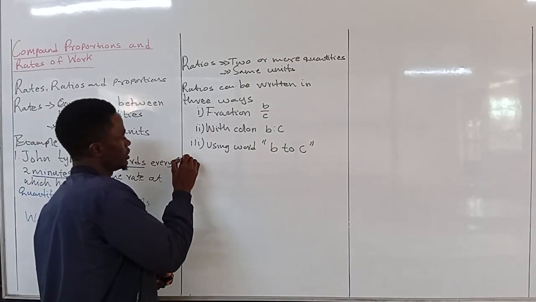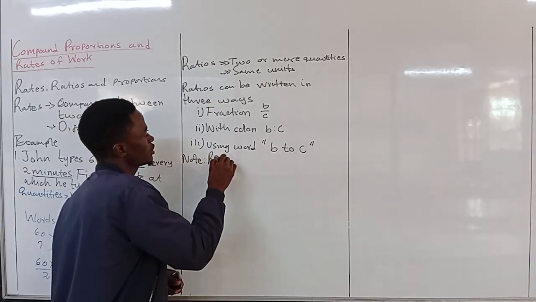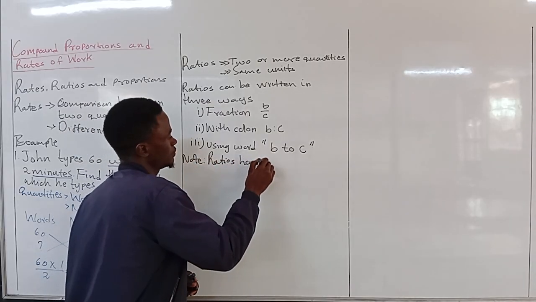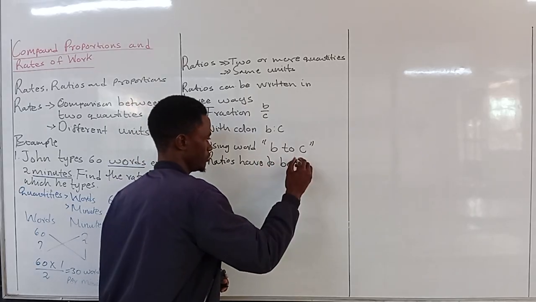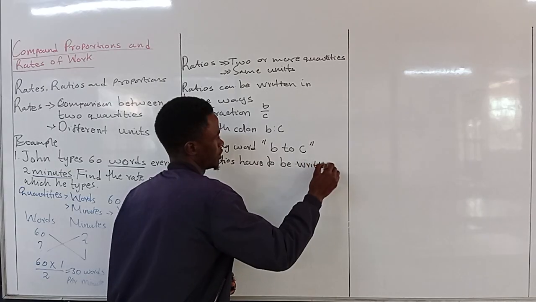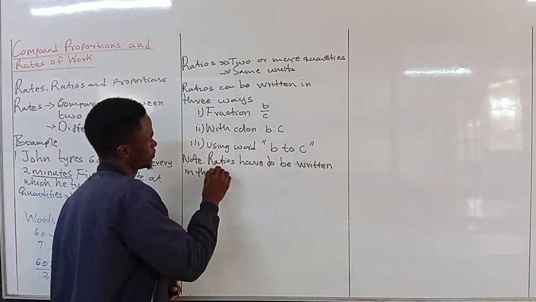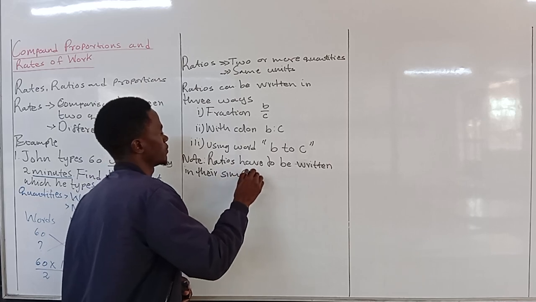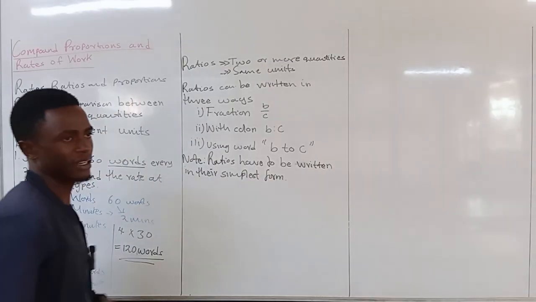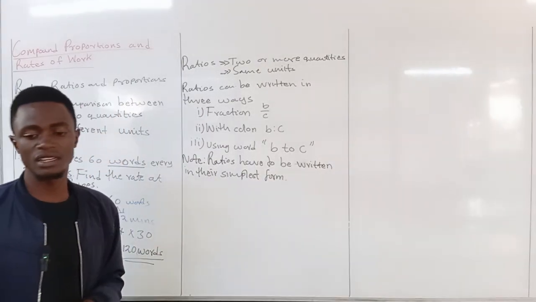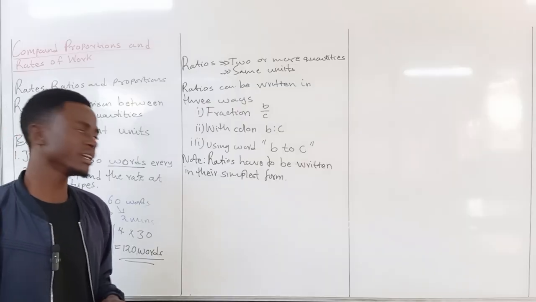So those are the three ways we write our ratio. Another thing we need to note is that the ratios have to be written in their simplest form. In their simplest form, it means that the numbers which are giving us the ratio can no longer be divided, or they cannot divide each other.